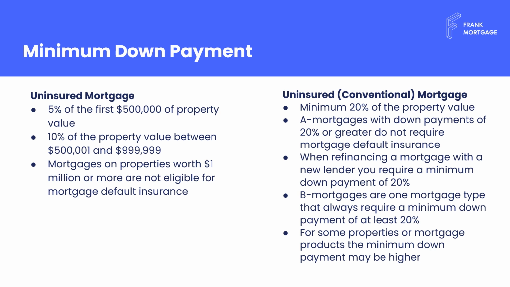B mortgages, if you don't qualify for an A or a prime mortgage, also require a minimum down payment of 20%. And throughout these conventional mortgage products, some properties, some mortgage products, some lenders may require minimum down payments that may even be higher. Say on some properties, it might be 35% as an example.